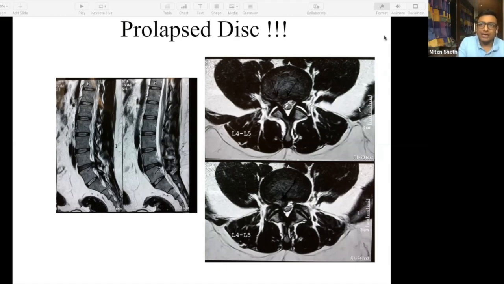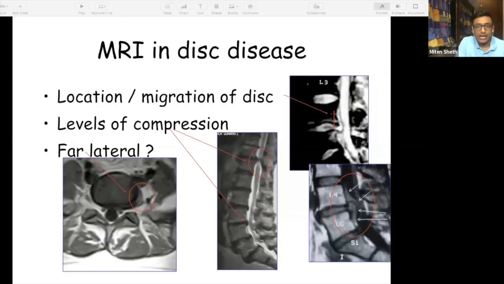Okay, so that is a disc MRI. What you see is the location of the disc.